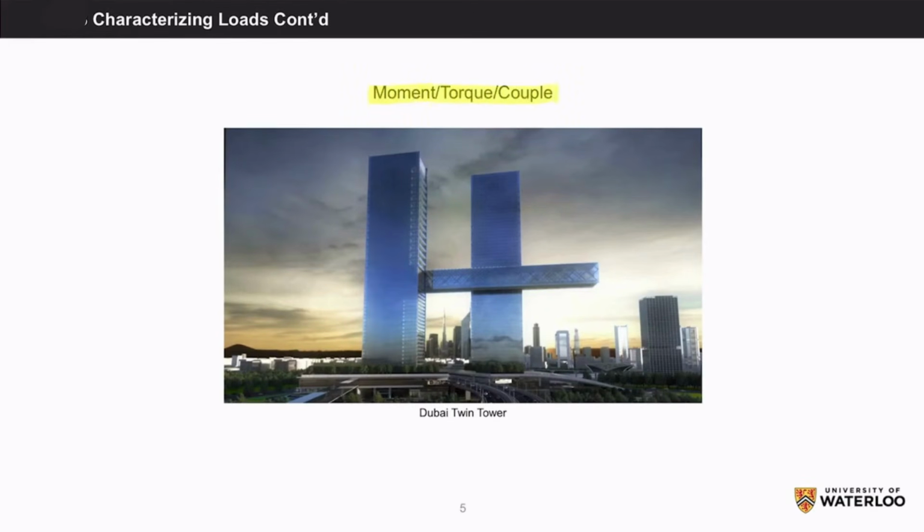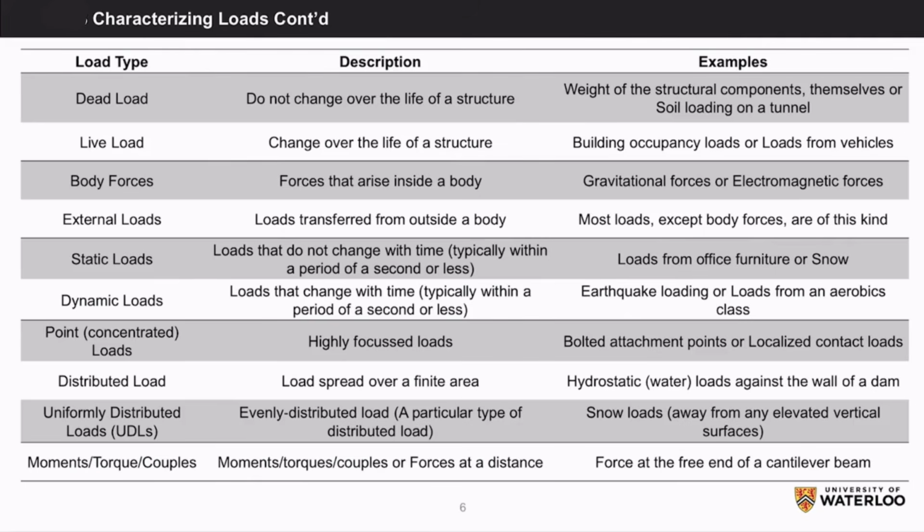Moments, torque, or couples are applied at a force and distance. It determines whether a moment is created. An example is the Dubai Twin Tower, as it has a part of a structure extending out. The loads on the horizontal piece of the structure will cause a moment. This chart is a summary of all the loads that were just described.